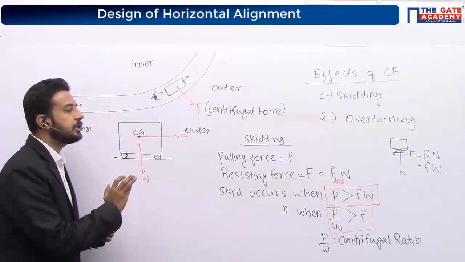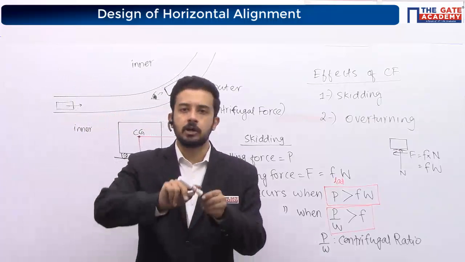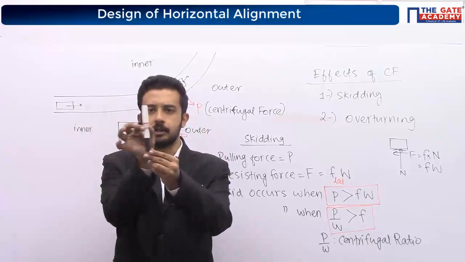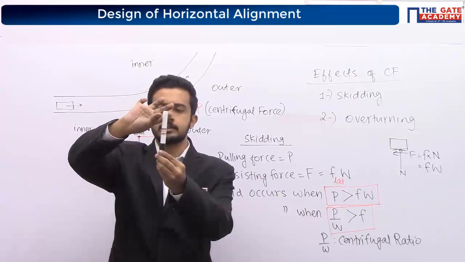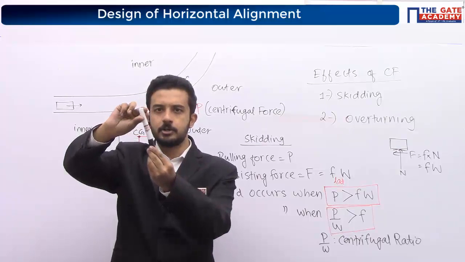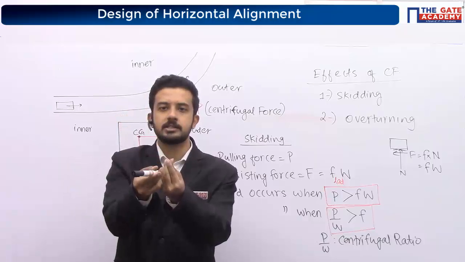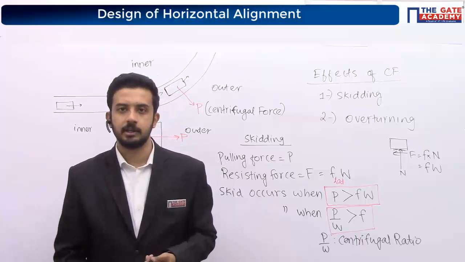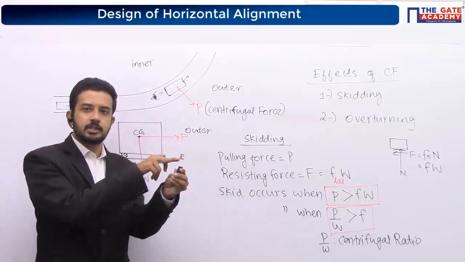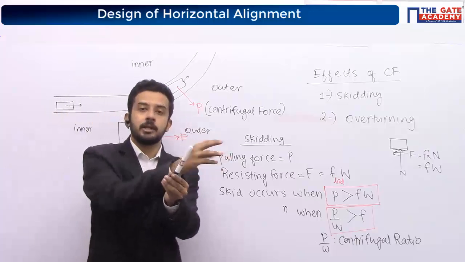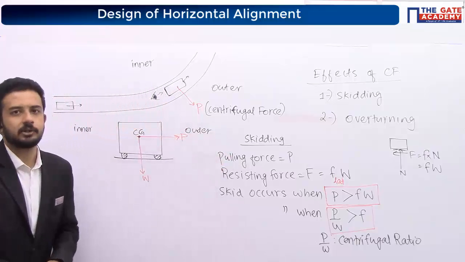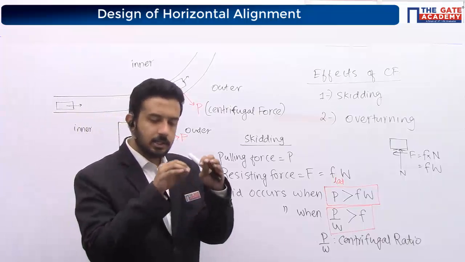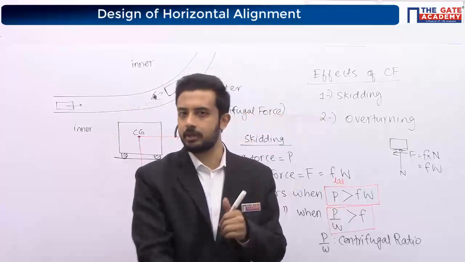Let's see, for skidding you need a force. To overturn, what do you need? To skid this vehicle, I need a force only. To overturn this vehicle, what do I need? Is it a force or something else? For overturning, you require a moment. Correct? For skidding, you need a force, but for overturning, you need a moment. So what is the equation for the moment? Simply force into the perpendicular distance to the point about which it is overturning.